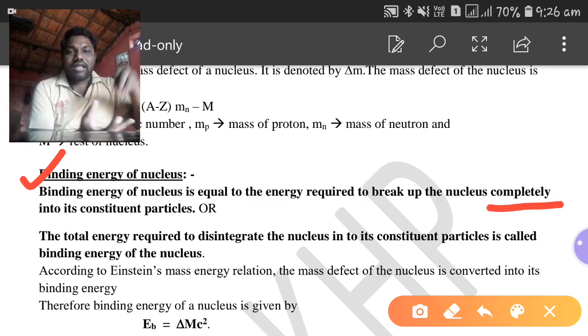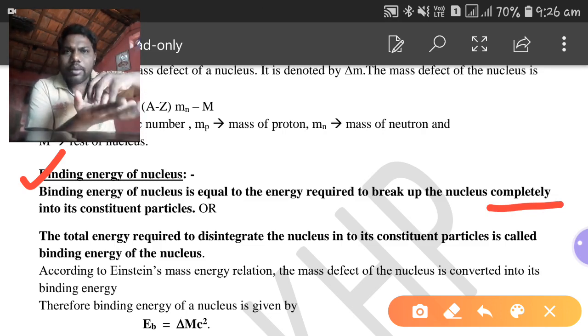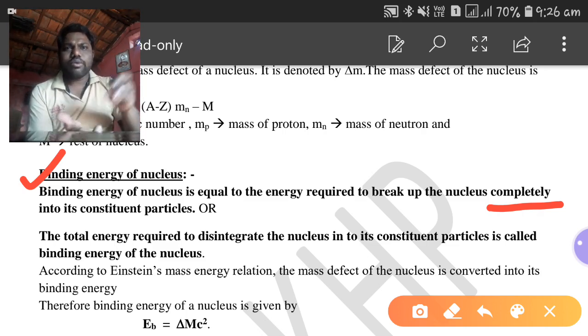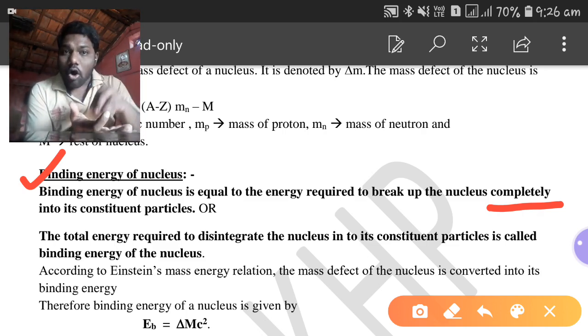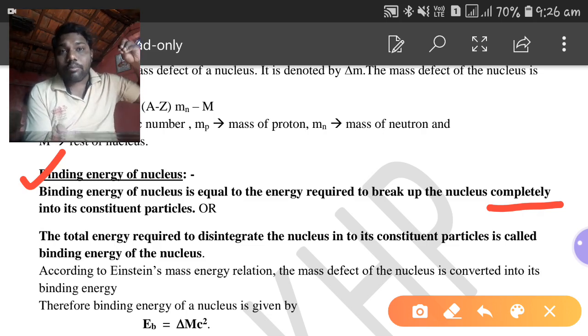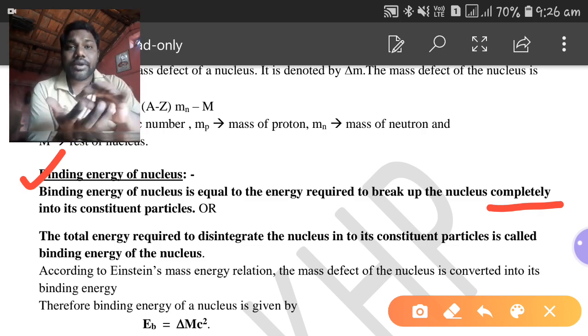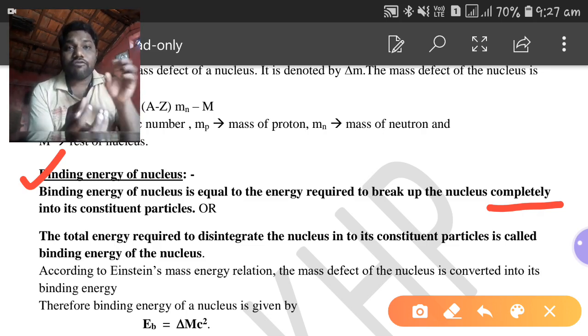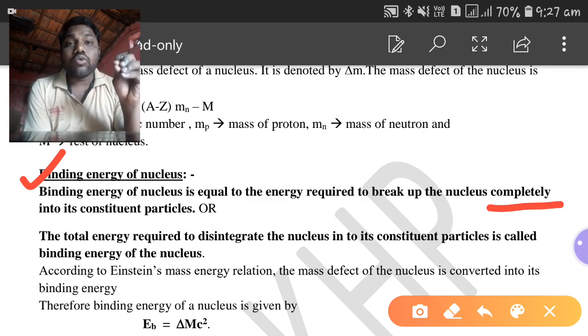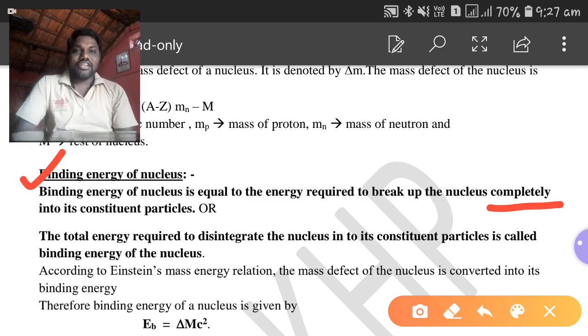That means the amount of energy required to separate all the nucleons present inside the nucleus. If we apply this much energy, then all the nucleons will separate from the nucleus. That amount of energy is nothing but binding energy. So how much energy do we have to spend there?